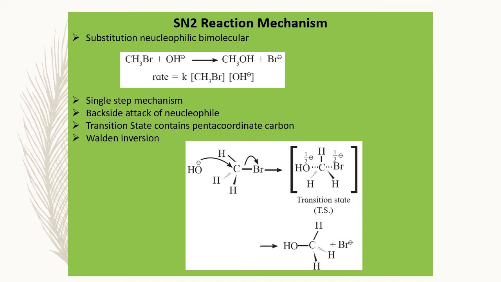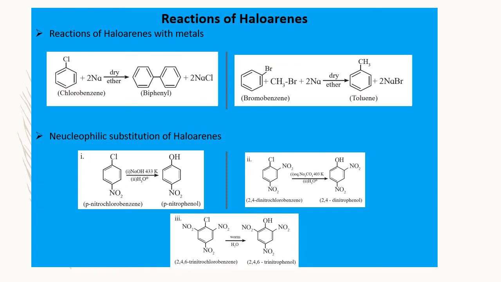SN2 reaction is found to proceed with inversion of configuration. This is like a flipping of an umbrella, and it is known as Walden inversion. The inversion in configuration is a result of backside attack of nucleophile.